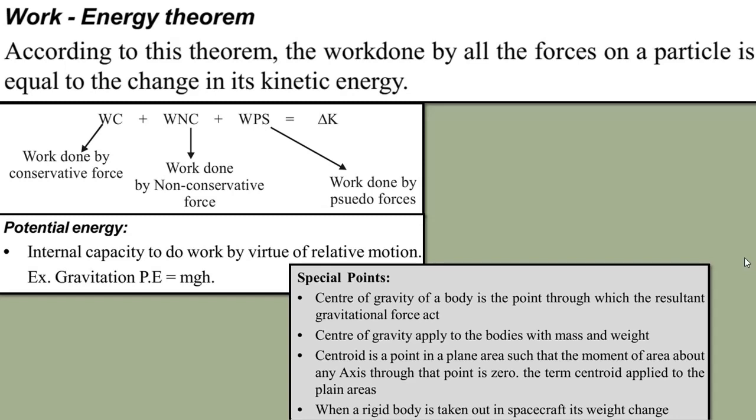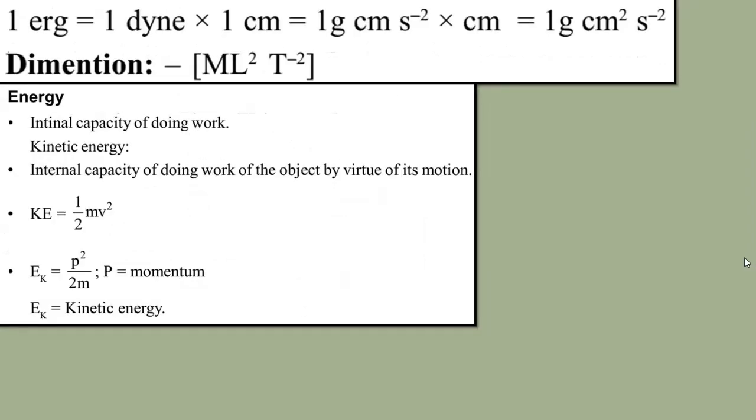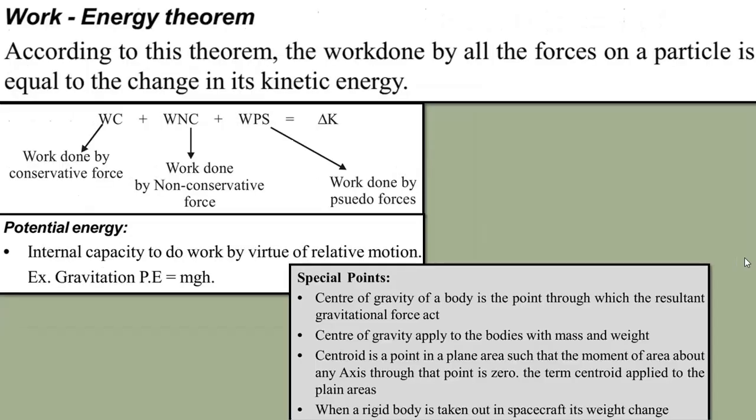Now potential energy. Potential energy is the internal capacity to do work by virtue of its relative position. For gravitational force, potential energy is equal to mgh.